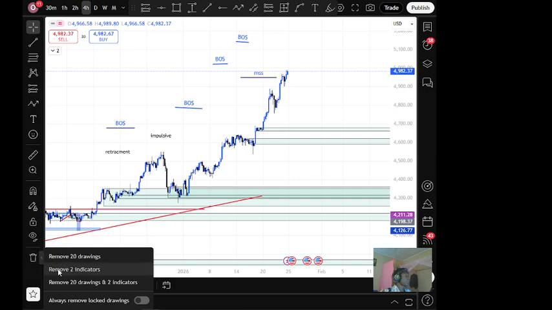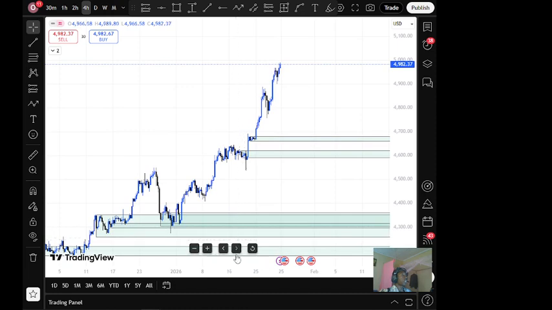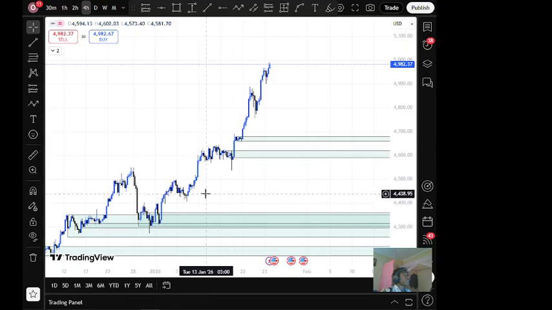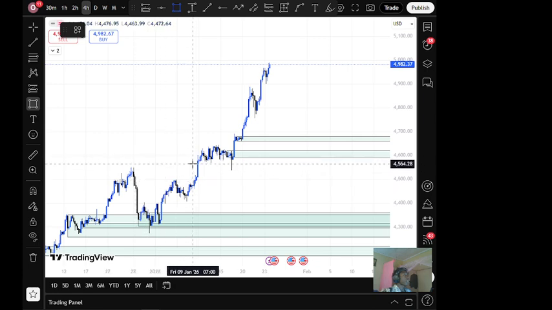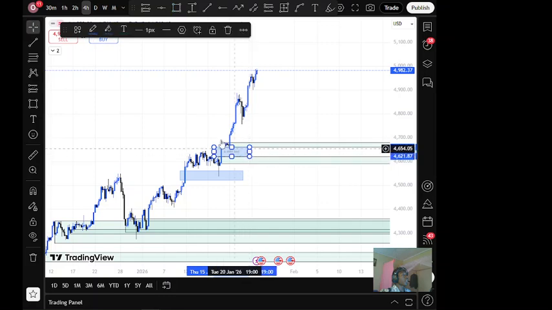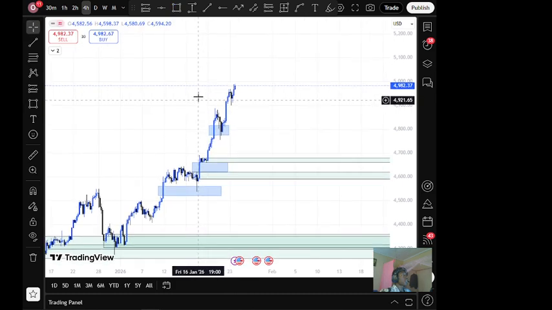Let me just remove all the drawings, and leave the market to be clean like that. So this is the 4 hour. On the 4 hour, you can see the market is on an uptrend. You can see there's a fair value gap here, there's a fair value gap here, and here, at this point. Also a fair value gap here, and also here, but this one was retested. The orders were filled.